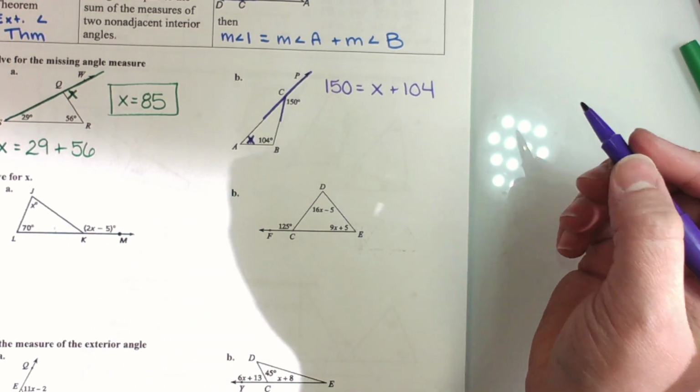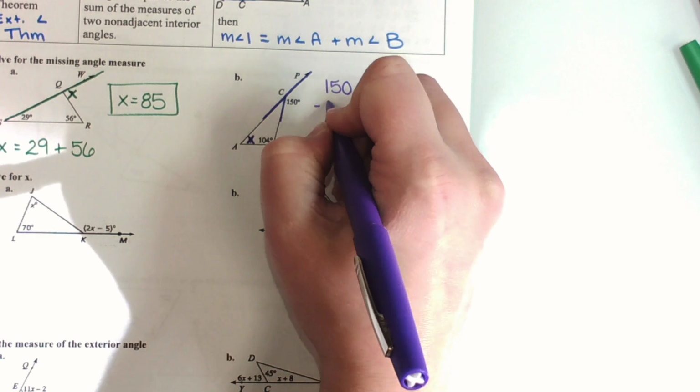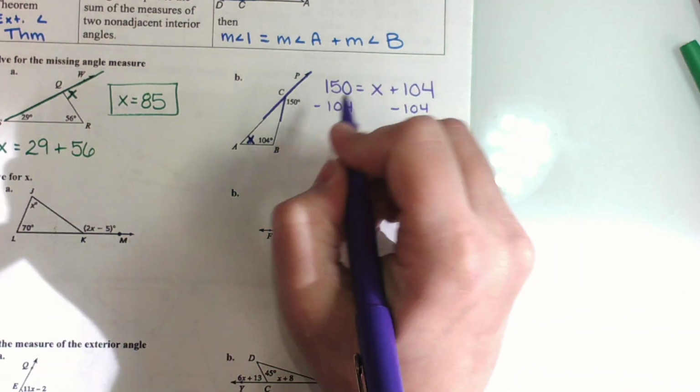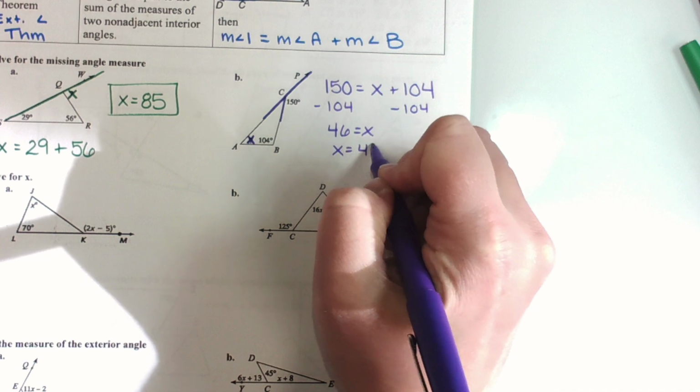I want to solve for X. What am I going to do? Minus 104. Minus 104. 46 is equal to X, or I prefer X equals 46.